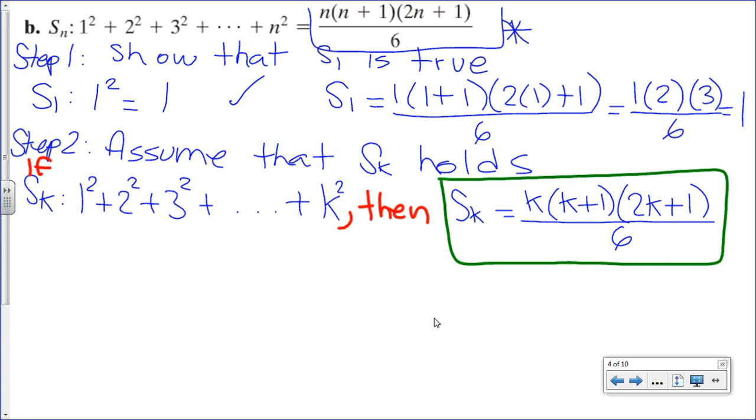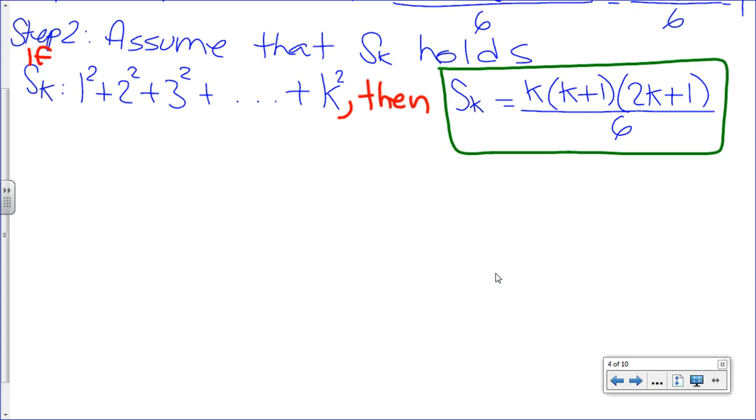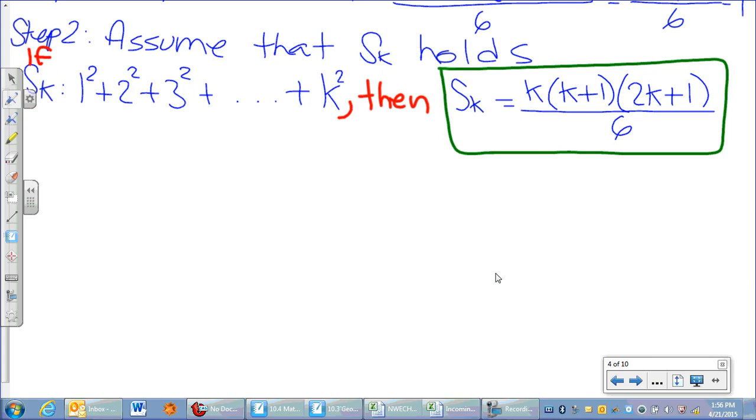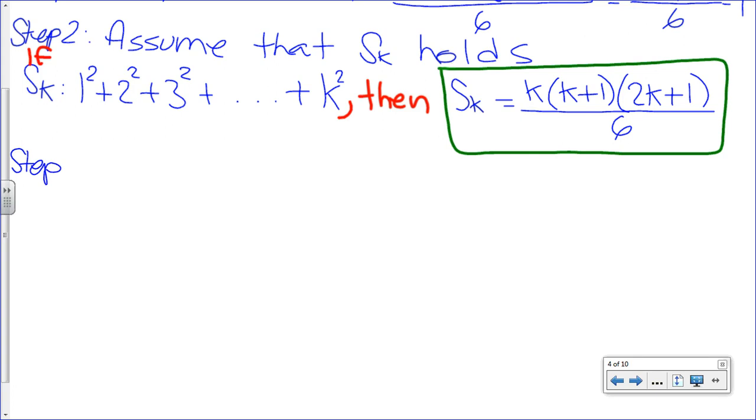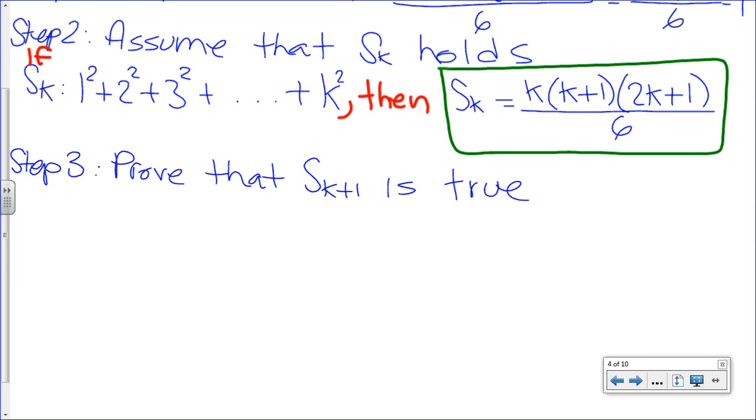Okay, so let's go to step number 3. And so now we need to prove that S sub k plus 1 is true. I'm going to write it first in expanded form. So we start with 1 squared plus 2 squared plus 3 squared plus, we don't know how many terms in between, but we know that we had k squared. And my next term will be what? K plus 1 squared? Should it be k squared plus 1?